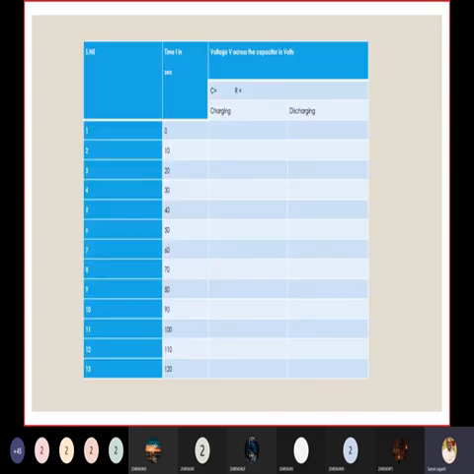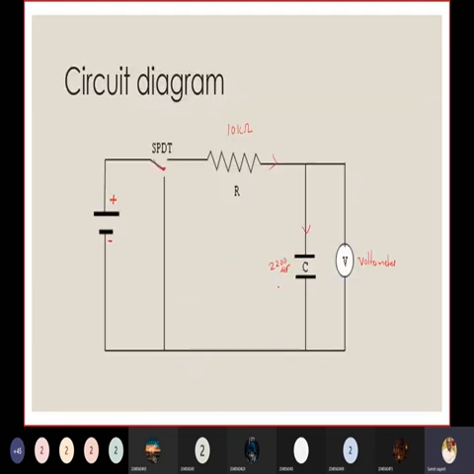After the circuit diagram comes the tabular form: serial number, time in seconds. For every 10 seconds, 0, 10, 20, 30, 40, 50, 60, 70, 80, 90, we will check how the charging is taking place. With respect to time, we will check the voltmeter reading. At 0 it is 0, at 10 there is some voltage, at 20 some voltage, and like that we will find out how the capacitor is charging with respect to time.